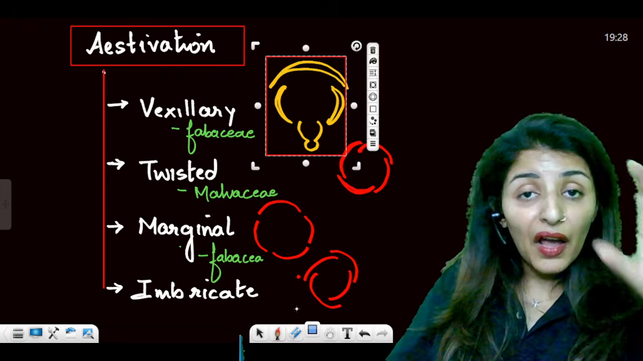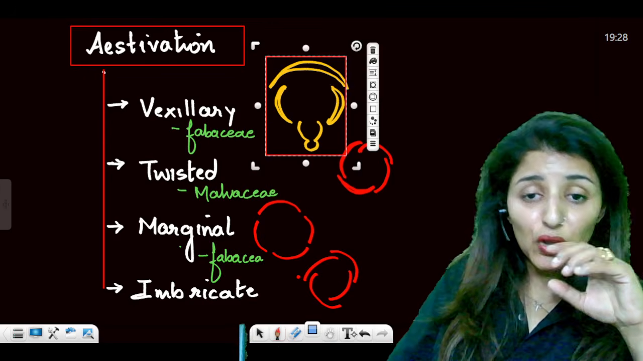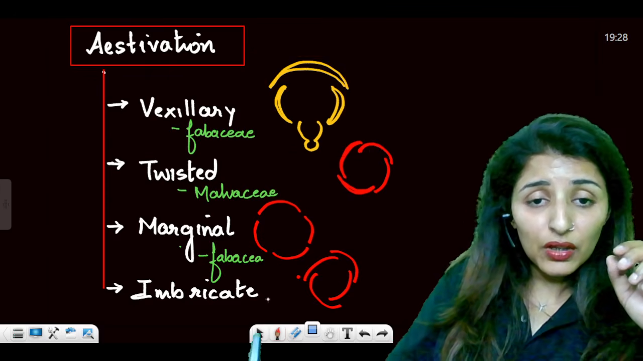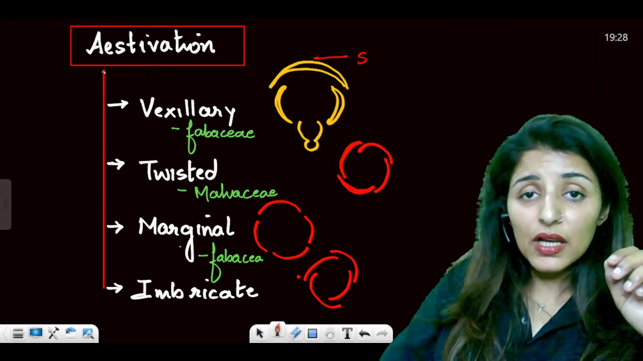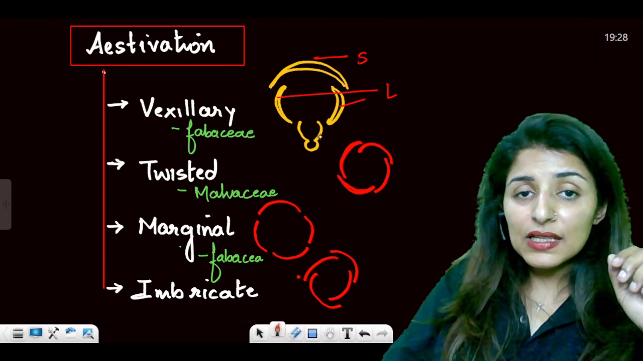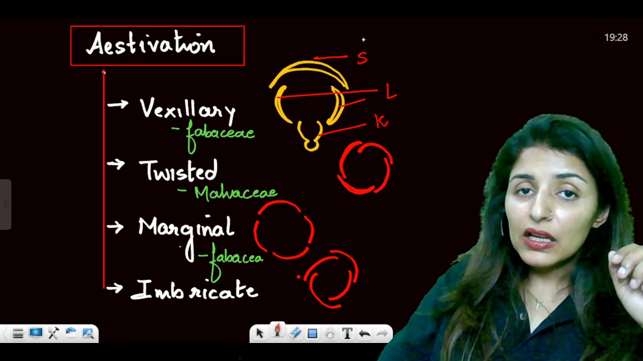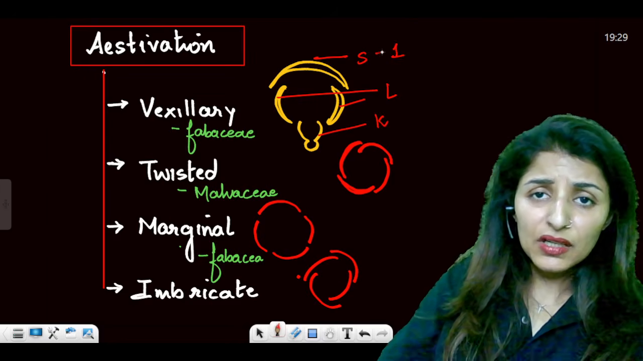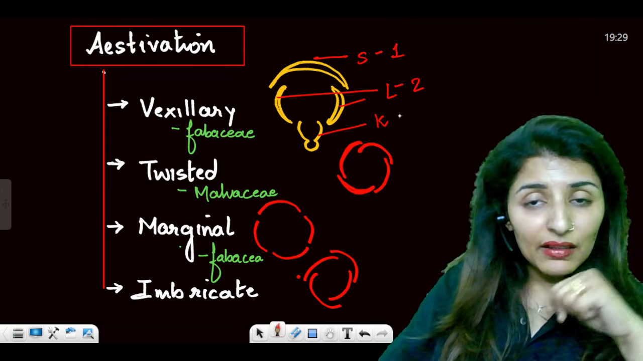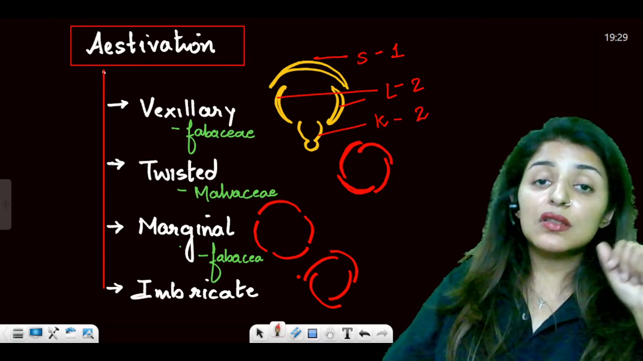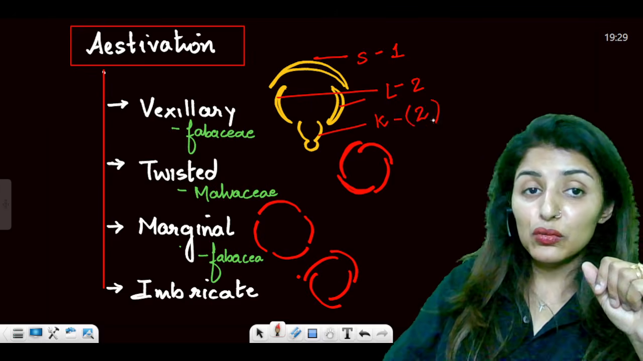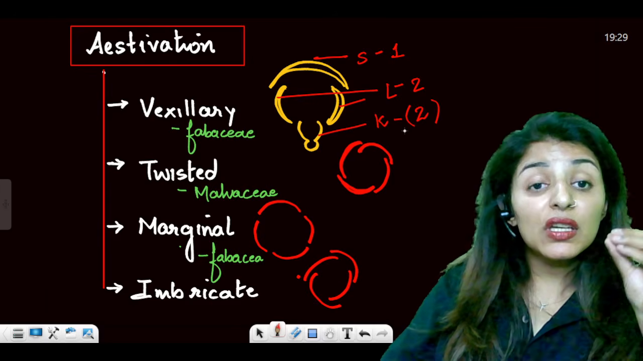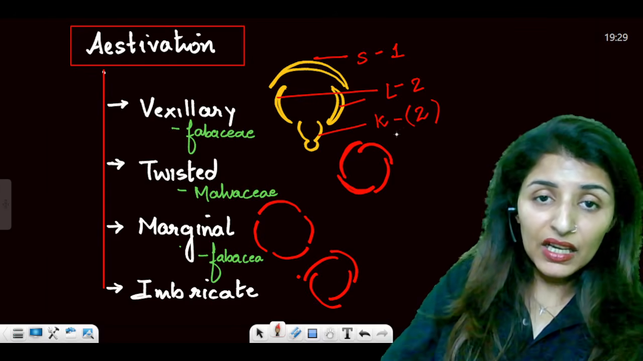See, vexillary condition is typical of five petals. Sorry, typical of five calyx, five petals. In this, the outer one is known as the standard, while these two are known as laterals, and this one is known as the keel. Now the standard is one in number, so we'll not put a bracket because it's one, and of course it can't be fused. Laterals are two, and again they are free, while the keel also consists of two petals, but these are fused. This vexillary, also known as papilionaceous estivation, is a characteristic feature of Fabaceae.